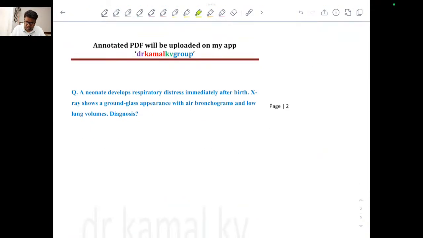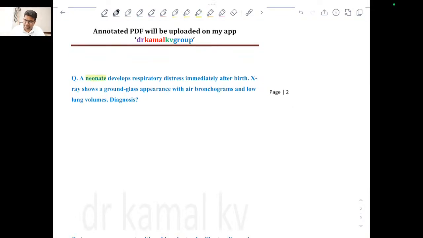Next question. A neonate develops respiratory distress immediately after birth. X-ray shows a ground glass appearance with air bronchograms and low lung volumes. Now what is the diagnosis? Now here let us write the keywords first.